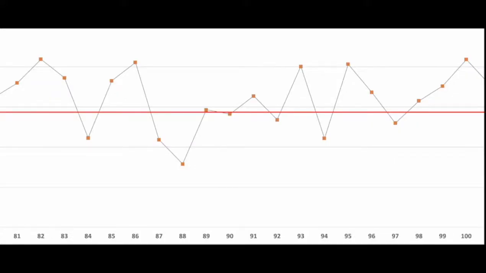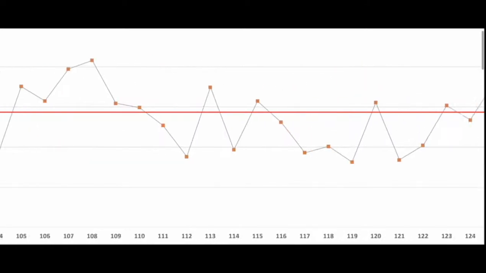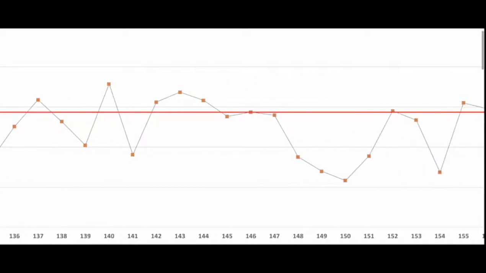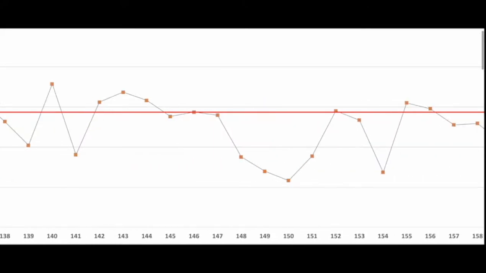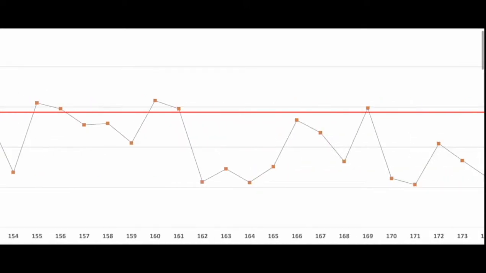We start out seeing data points 81 through 100 from the baseline period, and we'll watch for instances where several data points in a row are above or below the center line. Here we see several. 1, 2, 3, 4, 5. Not enough. Moving on. Here's another grouping below the center line.